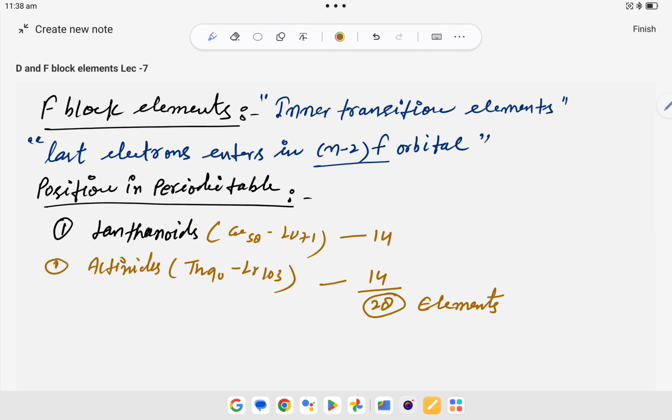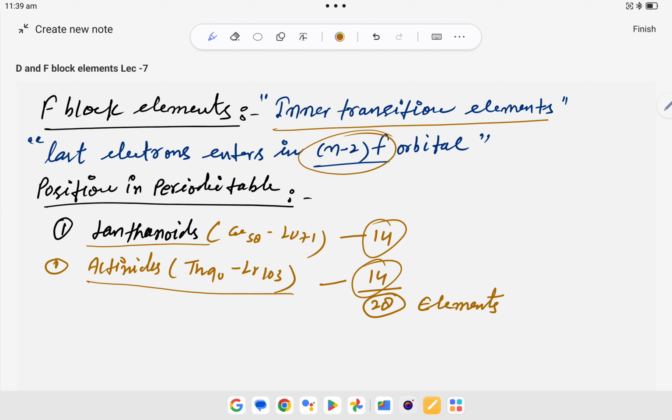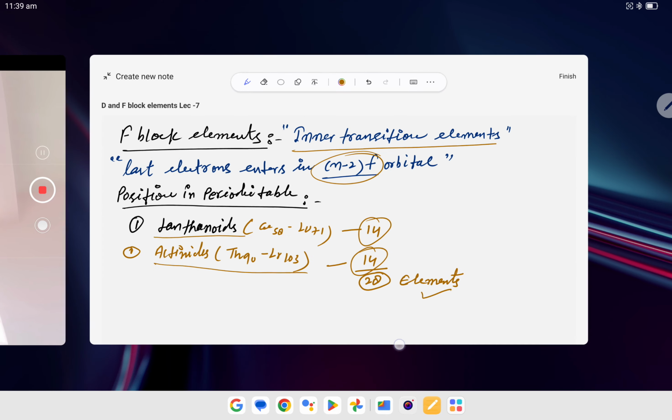So here we are having F block elements. These are also called inner transition elements because the last electron enters the (n-2) f orbital. In the periodic table, two series are given below the periodic table, lanthanoids and actinoids. The first series is called lanthanoids, and the second series is called actinoids. There are 14 elements here and 14 here, so 28 elements are present in the two series.